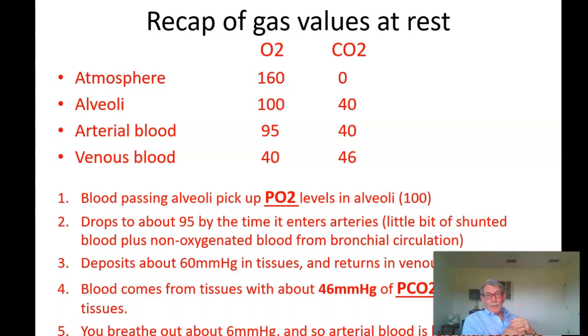So here's a recap of your resting gas values. Atmosphere, oxygen's about 160 and CO2 is about 0. In the alveoli, it's about 100 for oxygen, 40 for CO2. Arterial blood, remember it drops 5 millimeters of mercury because of the bronchial circulation adding unoxygenated blood and a little bit of shunted blood at the bottom of the lung. Those add together to give you not perfectly oxygenated blood. So your AA gradient is about 5 millimeters of mercury by the time you get to the arteries.